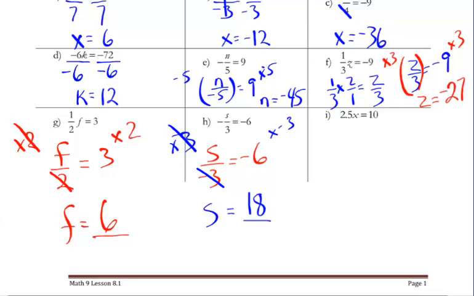Next one. Okay, it's 2.5 times x. So we're going to divide to get rid of that. So 2.5, and divide by 2.5 on the other side. So on the left side we're left with x because 2.5 divided by itself is 1. And x equals 4.